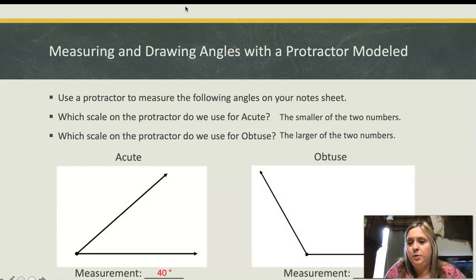And what about the obtuse one? Who has an idea what that is? Emma? Not 60 degrees, so we're going to be looking at the other number. It's 120. I think my picture is covering the answer, but it's 120. Good job.